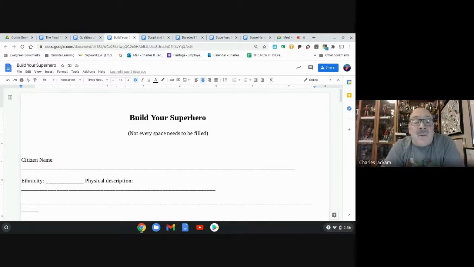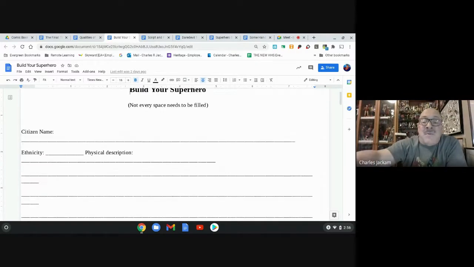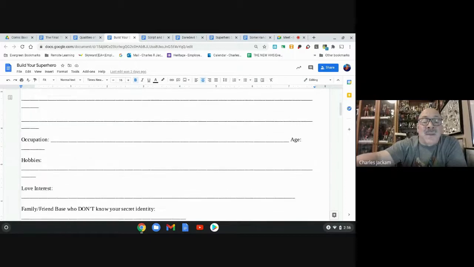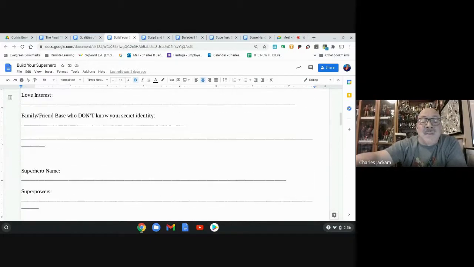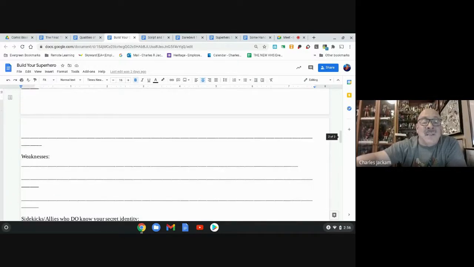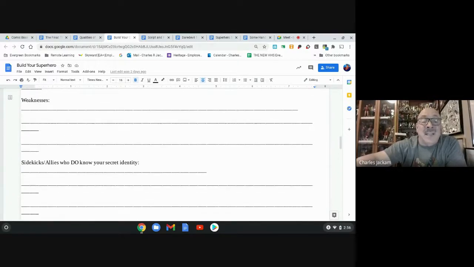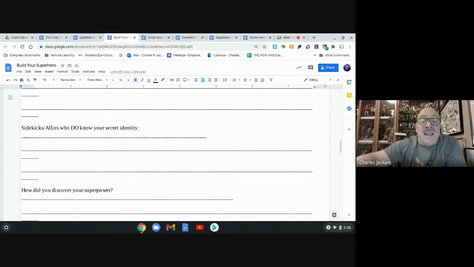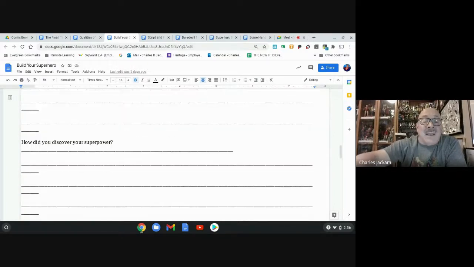Build a hero. Here's a small form for you to go through. Don't worry about the lines and the overlines. You can fix those. Come up with a name. Come up with superpowers. Any weaknesses they have. Do they have a sidekick? Maybe, or allies who know their identity.